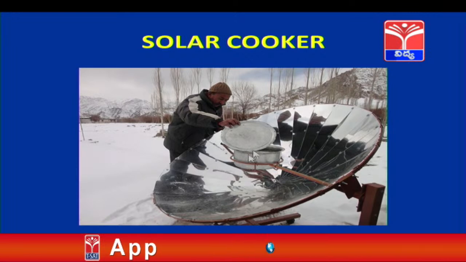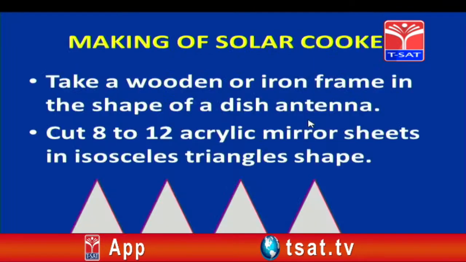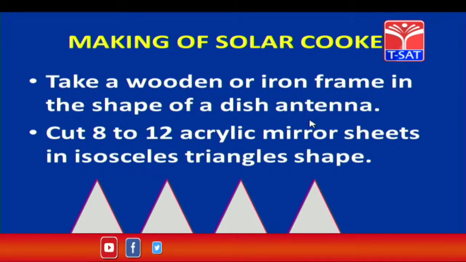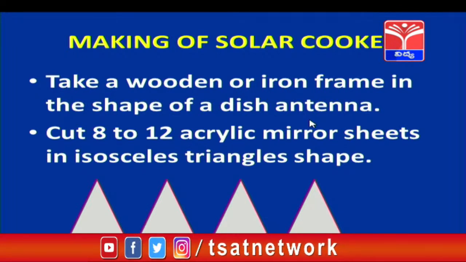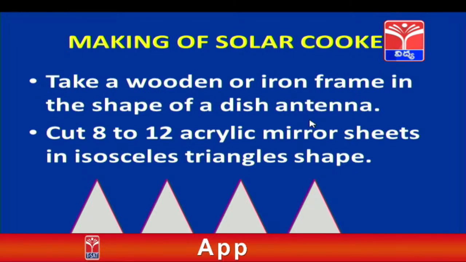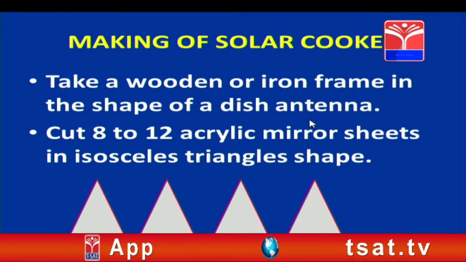So, based on this, let us try to understand the making of a solar cooker. We have to take a large wooden or iron frame which is in the form of a dish antenna. Cut 8 to 12 acrylic mirror sheets. They are available in the market, children. Acrylic mirror sheets in the form of isosceles triangles.